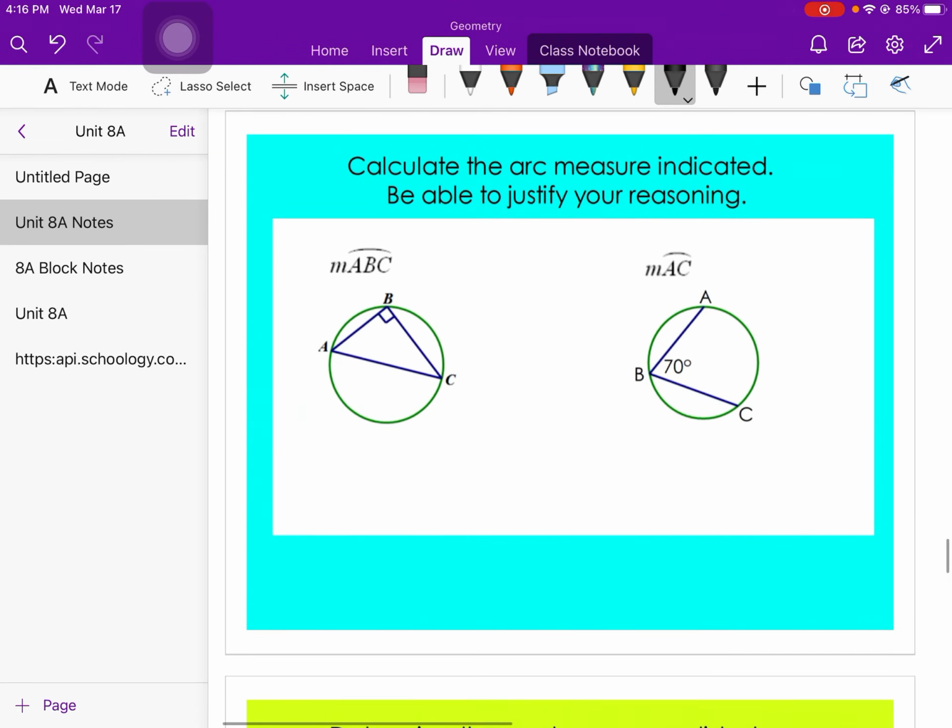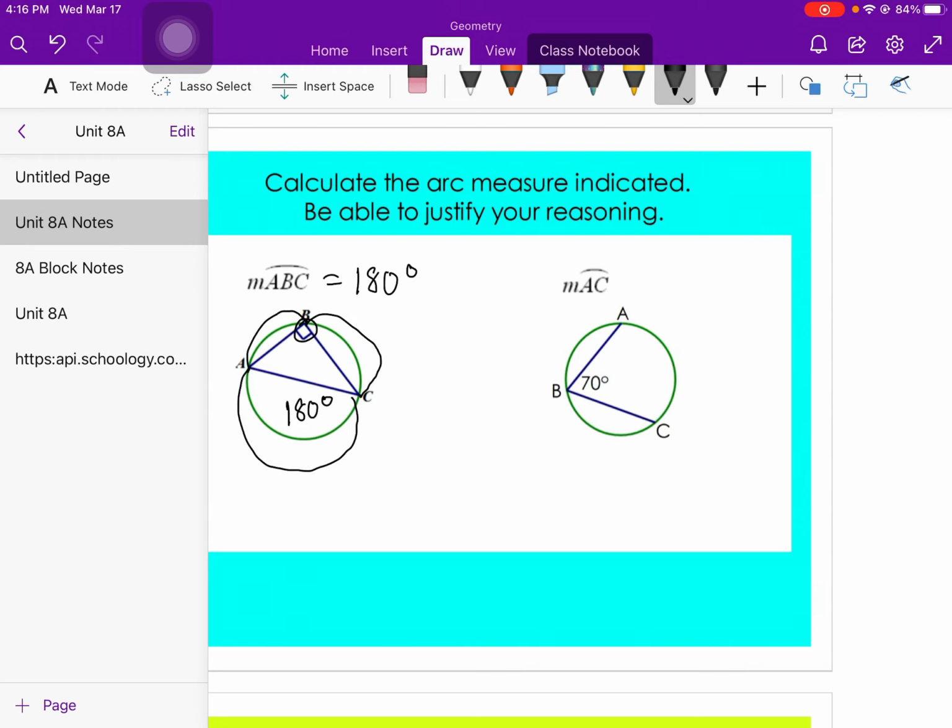All right, we want to calculate the arc measure indicated, and we want to be able to justify our reasoning. So the measure of arc ABC, so that is this whole arc right here. And if this is 90 degrees here, that tells us that this arc would be 180, because this would have to be 2 times that, and leaving the other half of the circle to be 180 degrees. The measure of arc AC, so from here to here, well, we have an inscribed angle of 70 degrees, so that is half the size of the arc, so what we're going to do is take 70 times 2, and give us 140 degrees.